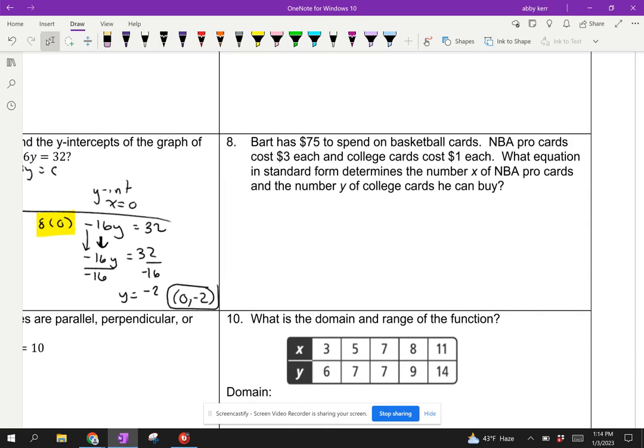All right, Bart has $75 to spend on baseball cards. He has NBA Pro cards. So our given, we have $75. We know our NBA cards cost $3. And then our college cards cost $1. Now it also says our x is going to be NBA and our y is going to be college.